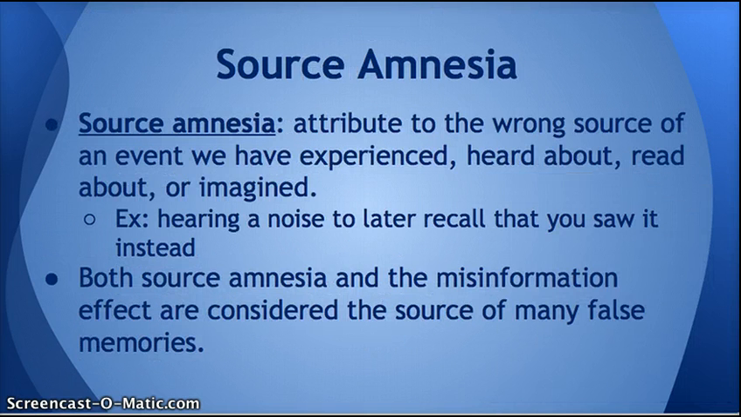The next thing that we're going to look at is source amnesia. And source amnesia is very fascinating because this and the misinformation effect are considered the source of many false memories that we obtain. And basically what it is, it's when we attribute to the wrong source of an event that we've experienced, read about, imagined, or heard about it. An example of this would be hearing a noise to later recall that you actually saw it.